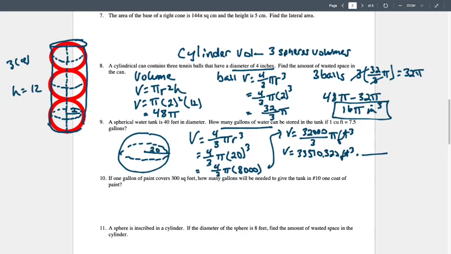They told me that 1 cubic foot, so I will write it like that, is the same thing as 7.5 gallons. I'm multiplying it like that so that the feet cubed can cancel, and in my units I'll be left with gallons. And so when you end up multiplying that out, oh, hang on a second.